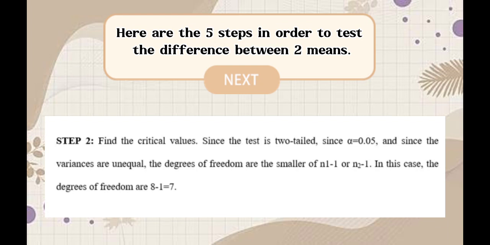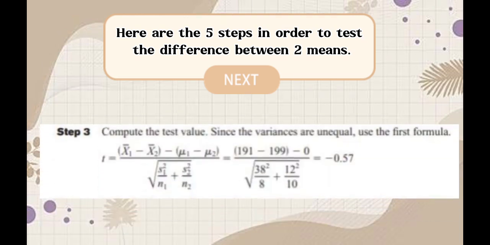Find the critical values since the test is two-tailed. Since alpha is equal to 0.05 and since the variances are unequal, the degrees of freedom are the smaller of n sub 1 minus 1 or n sub 2 minus 1. In this case, the degrees of freedom are 8 minus 1, which is equal to 7. Now, let us proceed to step 3.